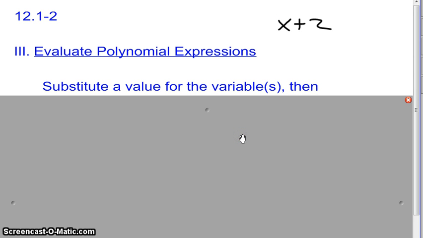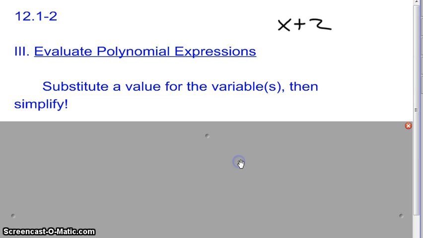So they're going to have to give us what is x, right? And then we plug it in. Okay? We substitute a value for the variable, and then we simplify it.